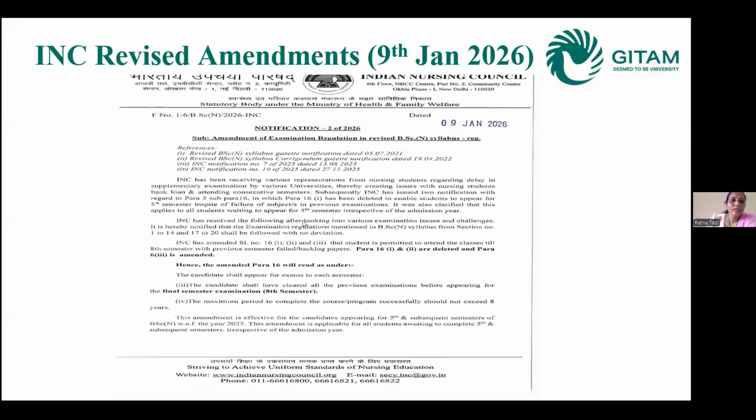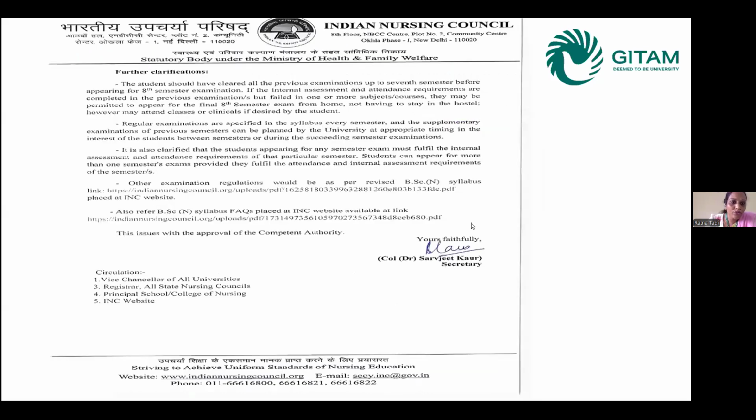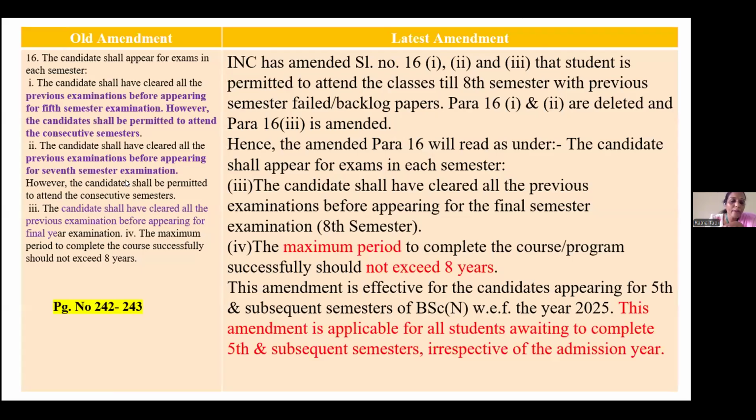After point 15, there is a change in the 16th point. This change was communicated by INC to the respective colleges in the month of January of this year itself. So the old amendment used to say that there were two blocks. In the fifth semester, there was a block. The students were supposed to complete all the previous semesters, that is first, second, third, and fourth, all the semester examinations before they get the eligibility to appear for fifth semester. They had to clear all the previous semesters, then only they would be allowed to write fifth semester. Now INC has changed this point.